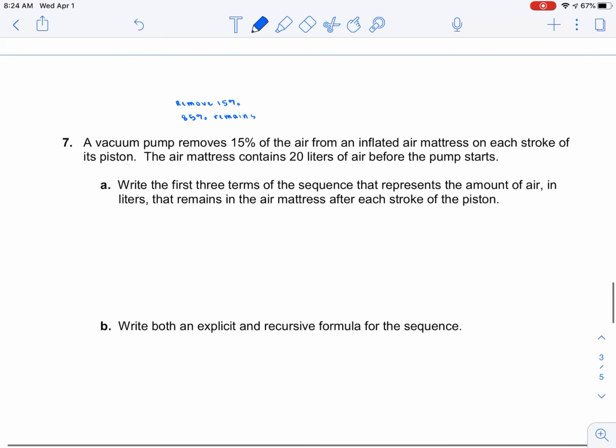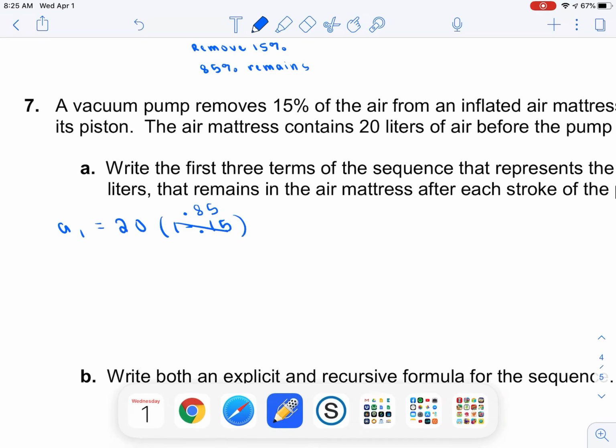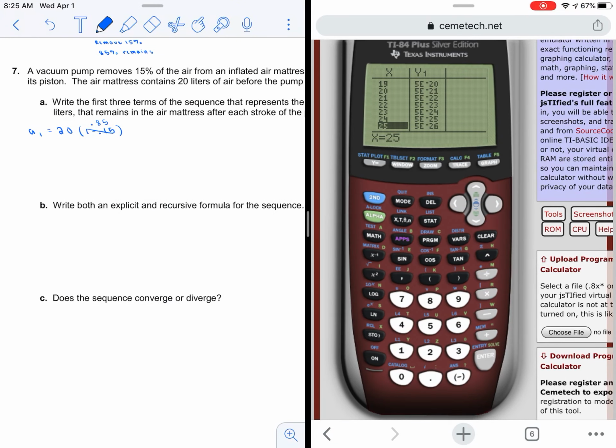So if you want to find the first 3 terms of the sequence, the first term is going to be when we take that 20 liters of air and we remove 15%. So you can either say 1 minus 0.15 because it's decay, or you could just multiply it by 0.85, and that will represent the 85% that remains. So let's go back to our calculators here. We get 20 times 0.85, and then we have 17 liters.